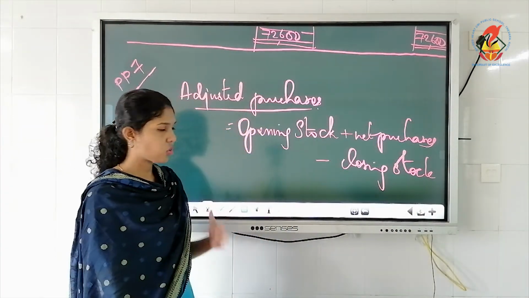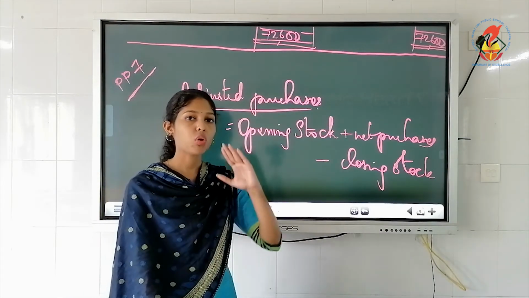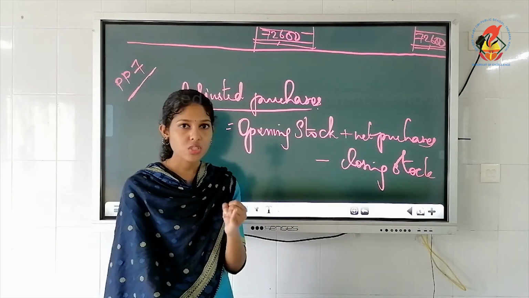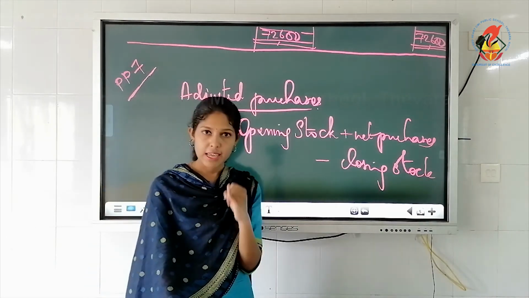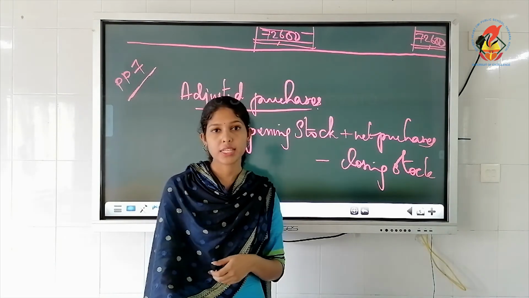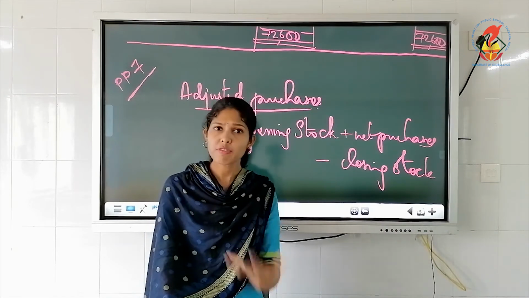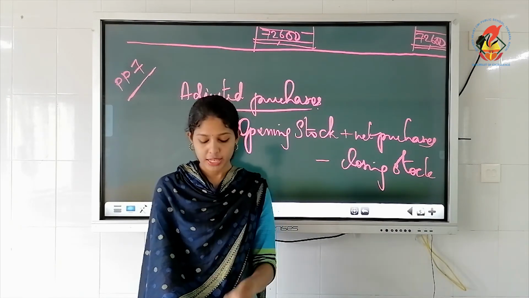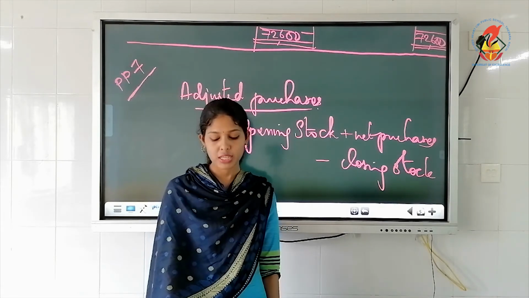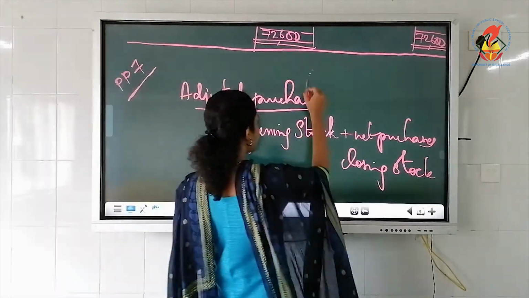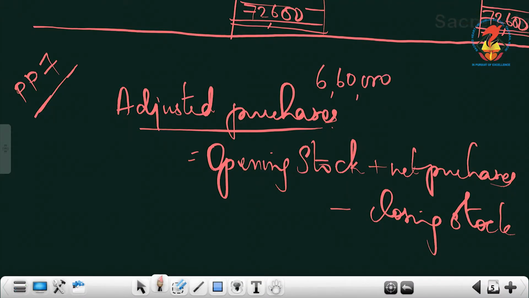Now when you start the trading account, the usual item which you write on the debit side is opening stock, isn't it? But should we write opening stock on the debit side? You need not write, because if you see in the question, opening stock is not there, and you need not find the value of opening stock. Instead of that, the first item they have given is adjusted purchases. Did you see? Adjusted purchases, the amount is given directly, 6,60,000.